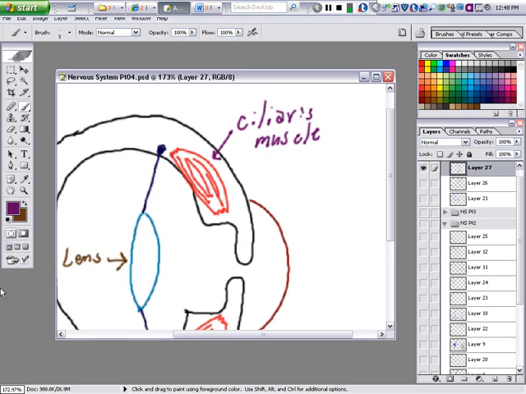Okay, let's look at it on here. Now, this is the ciliaris muscle here. When the ciliaris muscle is long and relaxed, the lens is going to be thin. But it's almost like the lens is rubbery.